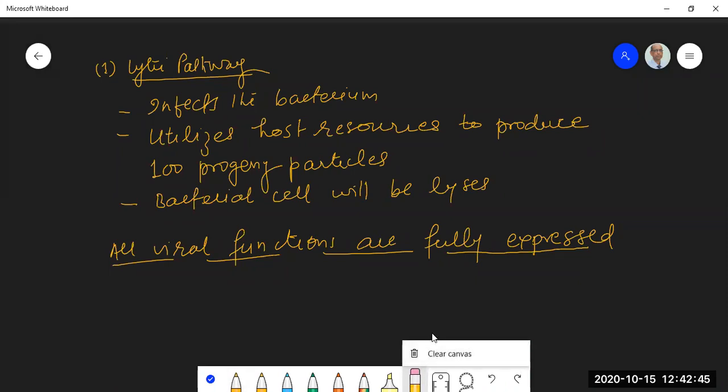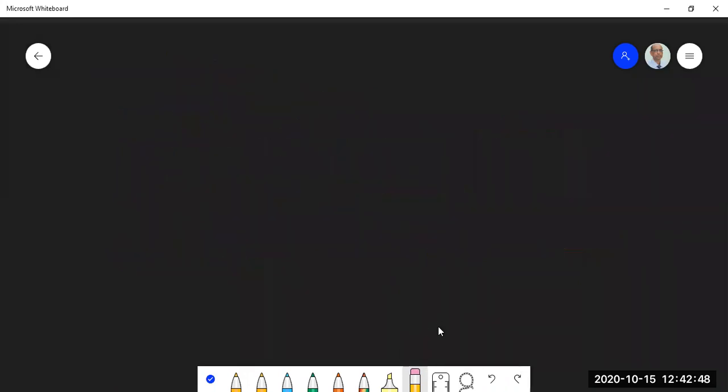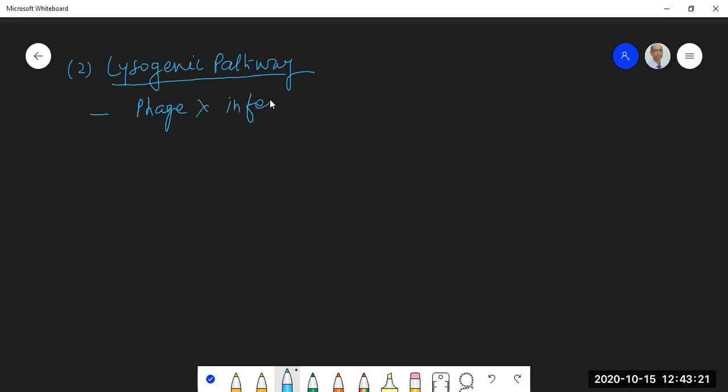which is available to bacteriophage lambda, and that is called the lysogenic pathway. The second option is the lysogenic pathway. This is option number 2, and since it has two survival options, it is called a temperate phage. In the lysogenic pathway, what happens after infection? The phage infects the bacterium. Phage lambda infects the bacterium.